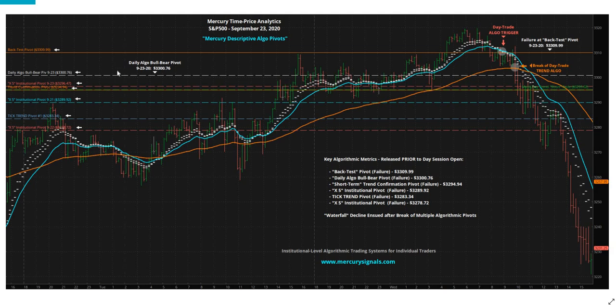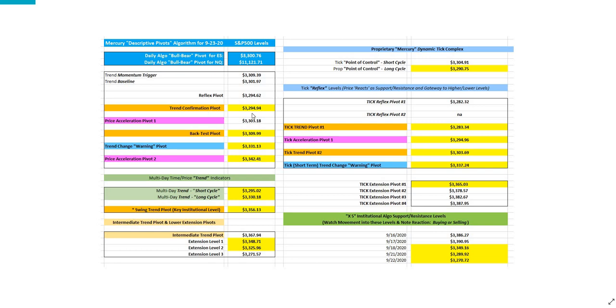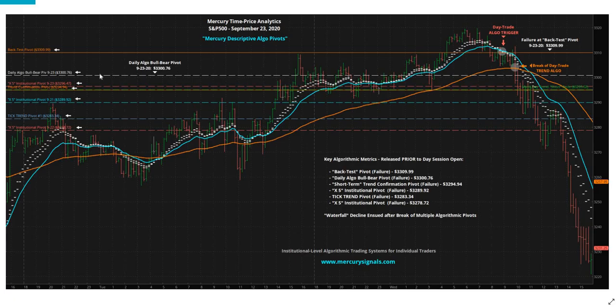And what you look for at the X5 pivot is whether the institutions are providing support or they're letting it trade through. Now, the name X5 comes from the fact that these pivots stay on the chart for 5 days. And then each morning there's a new one and the oldest one drops off. But you come down through the X5 pivot for yesterday at 32.96.47. Now, these are the two levels that I showed you on the chart on our Mercury descriptive pivots data sheet. Trend confirmation pivot just a little bit below 32.95, and within one tick, the multi-day trend short cycle algo. So you can see them both here at the same price.